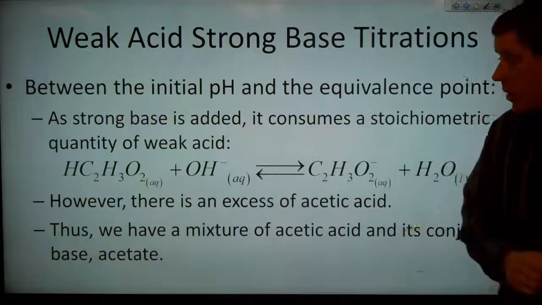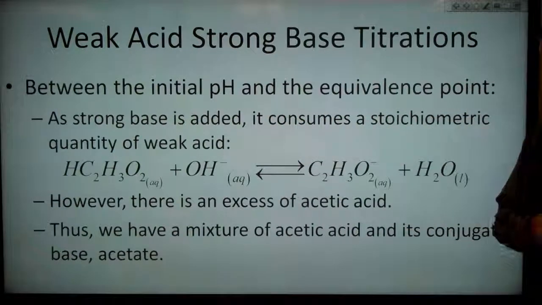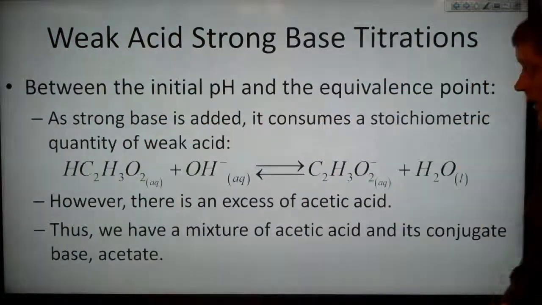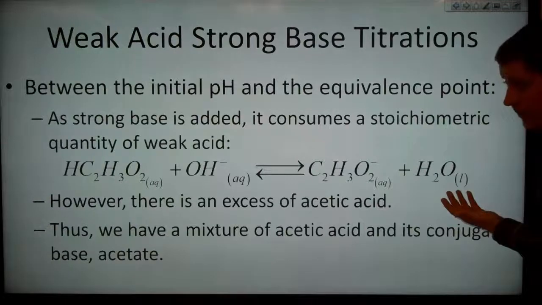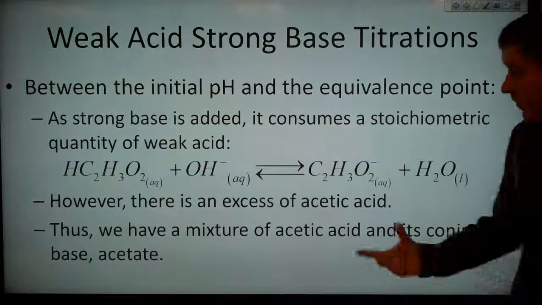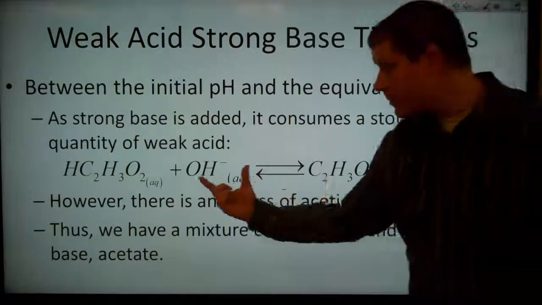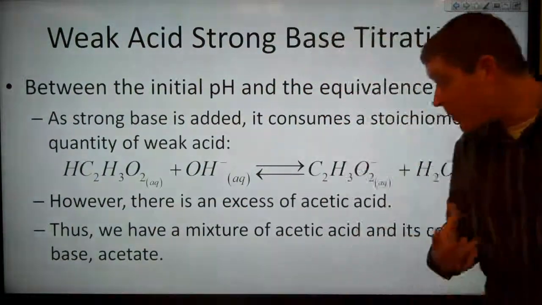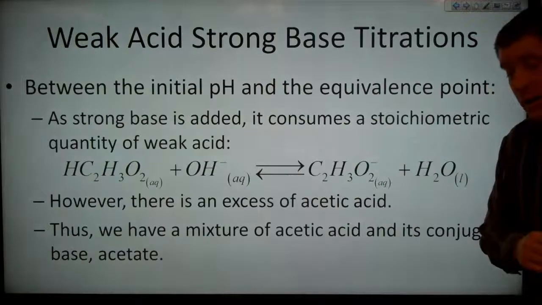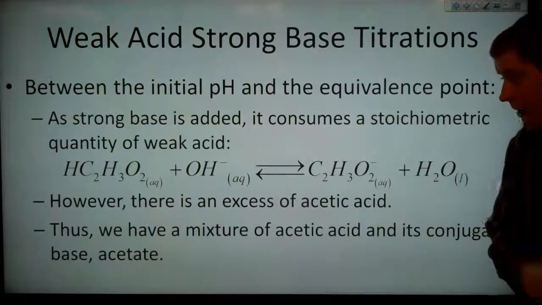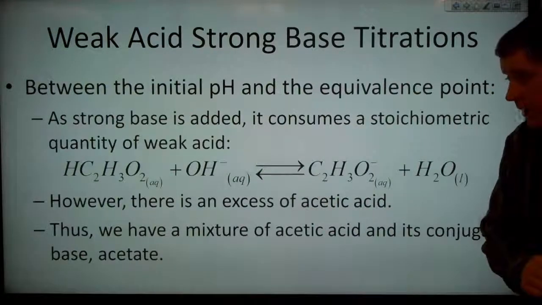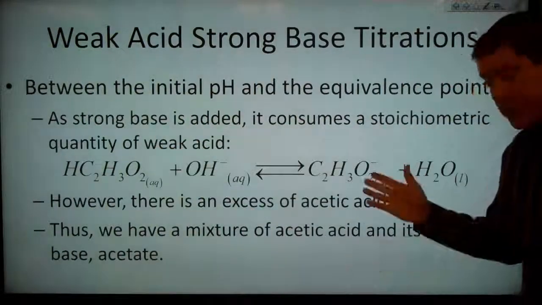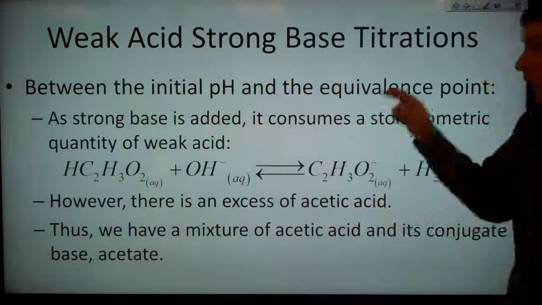Now, as we add strong base, it consumes some stoichiometric quantity of our weak acid. So we have acetic acid plus hydroxide gives us acetate and water. The water is not pH active. But now we have a mixture of however much acetic acid we have left, unreacted, and our acetate. So there's still some excess of acetic acid compared to our hydroxide ion, which means we have an acid and its conjugate base, we have a buffer.